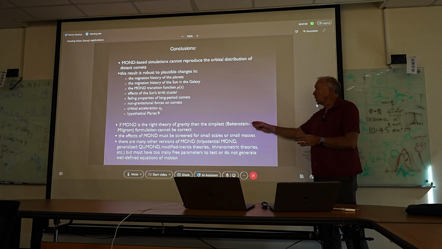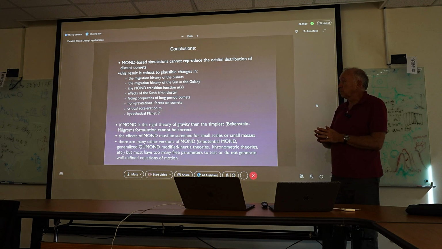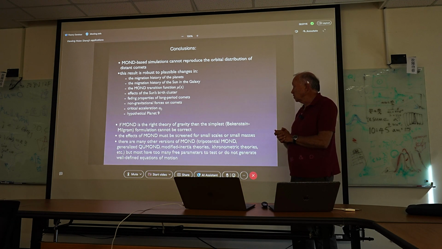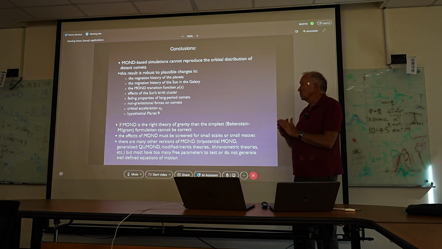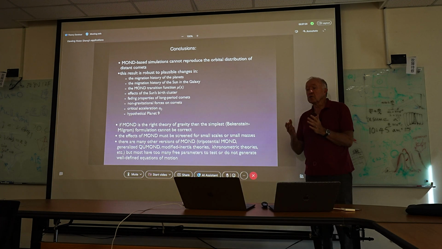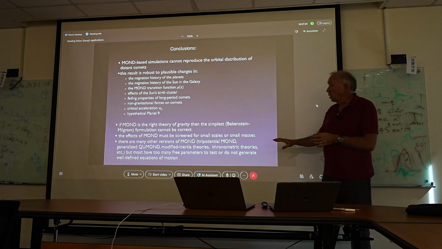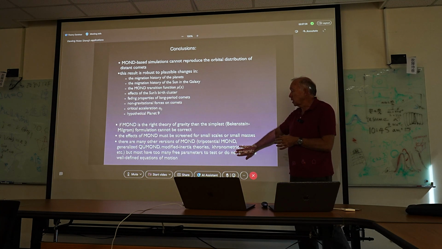There are certainly other versions of MOND with a wide variety of names: tripotential MOND, Q-MOND, modified inertia theories, and so forth and so on. And we've looked a little at all of these, and the problem is that they all either have many free parameters or they don't provide well-defined equations of motion, and so they're basically impossible to test.